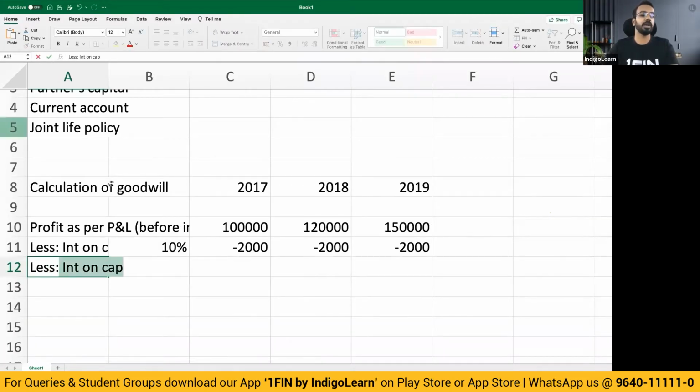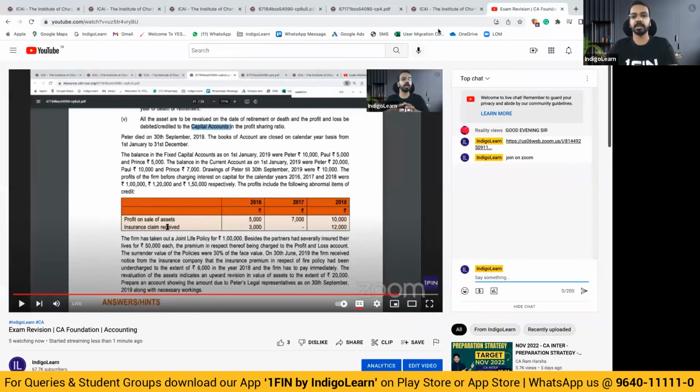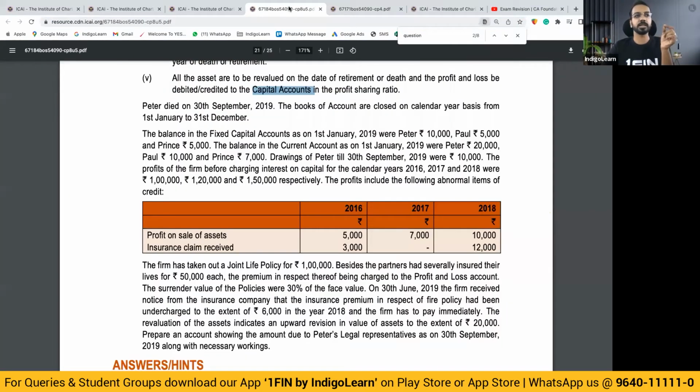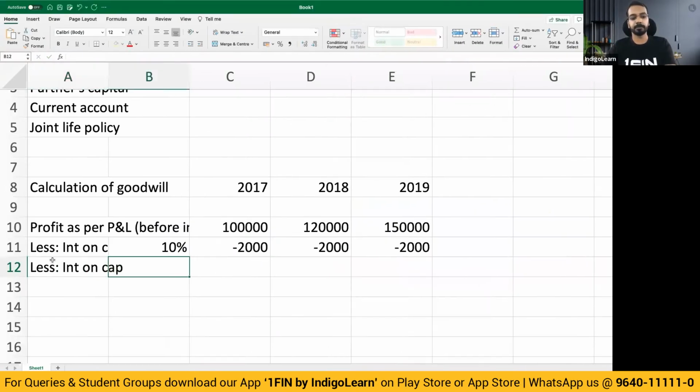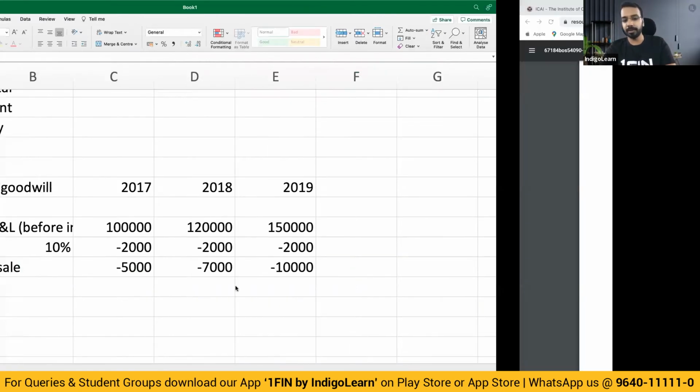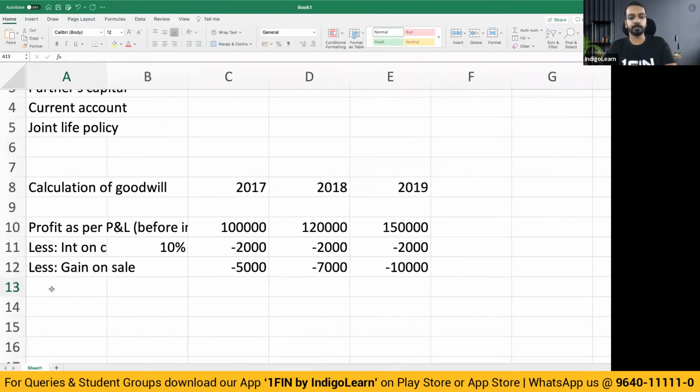And see, the reason why I'm asking this simple question again and again is so that it is reinforced in the examination. The moment you see this adjustment, it should come to your mind that yes, we have to reduce it. So 5, 7 and 10, 3, 0 and 12. Minus 5,000, minus 7,000, minus 10,000. And then we have 3, 0 and 12.